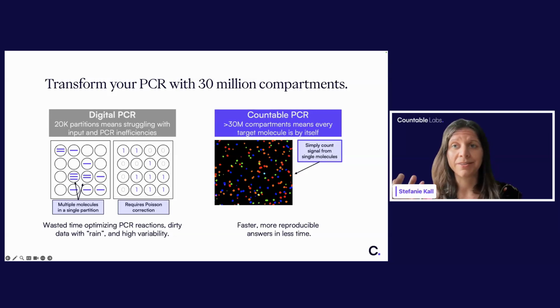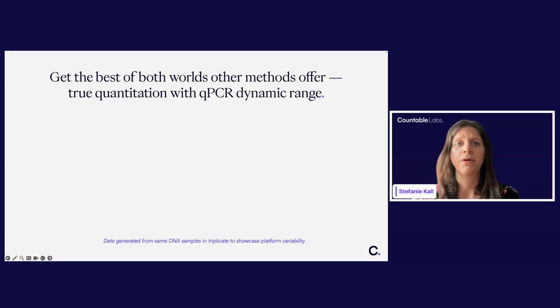You're simply counting the signal from the single molecules. It's a lot faster and more reproducible because there's no concerns about dual occupancy, and you get the answers in a lot less time. Plus, again, because everything is really isolated in fixed space, you don't have to worry about the amplification bias that starts to show up when you're trying to do 2-plex and above experiments.